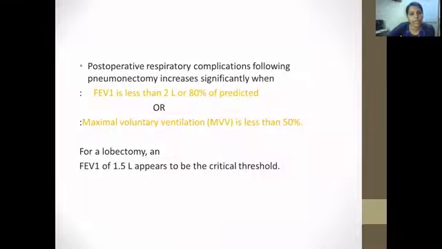Postoperative respiratory complications following pneumonectomy increase significantly when FEV1 is less than 2 liters or 80% of predicted, or maximal voluntary ventilation is less than 50%. For a lobectomy patient, an FEV1 of 1.5 liters appears to be the critical threshold.